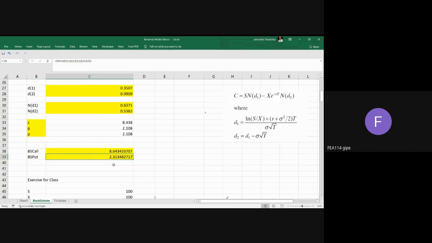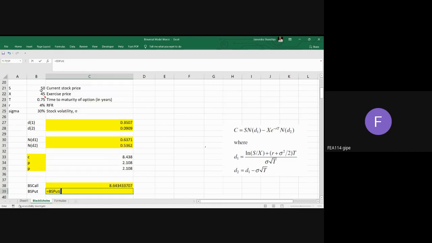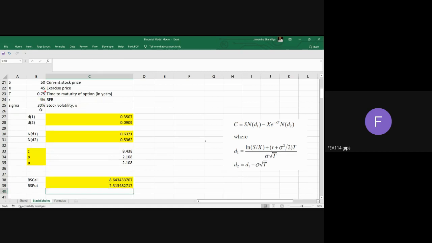In case of BS put, again I'll delete this and write BS put, and again in the same order: stock price first, exercise price second, time to maturity third, risk-free rate fourth, and volatility fifth. Then I close the bracket and hit enter, and I got the BS put.